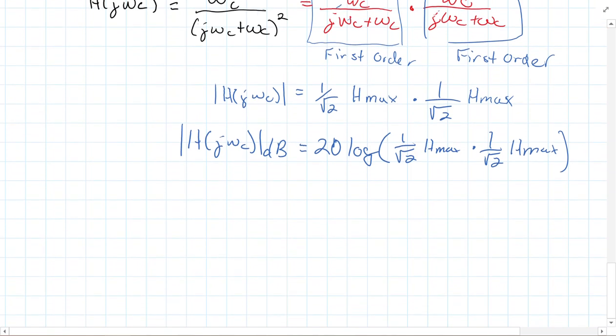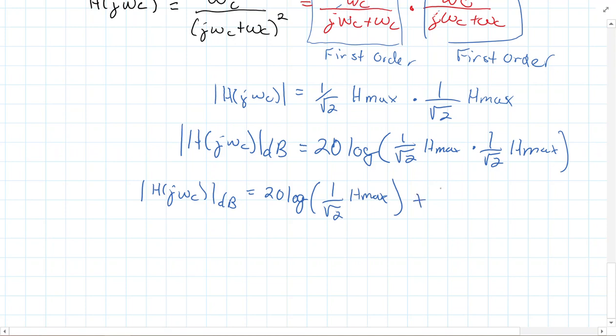But let's look at a little bit of logarithm properties here. We know then, using log properties, that the magnitude of H at j omega c in decibels is equal to 20 log of 1 over the square root of 2 H max plus 20 log of 1 over the square root of 2 H max. That's just properties of logarithms. If you're multiplying things inside a logarithm, you can just add those logarithms instead.